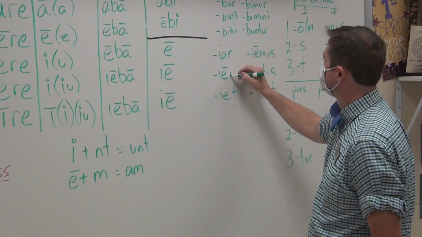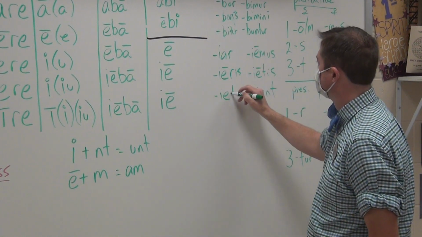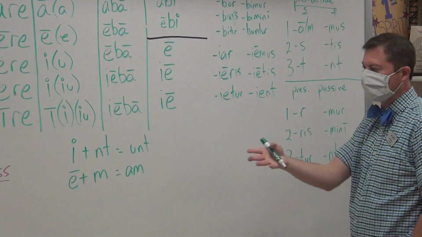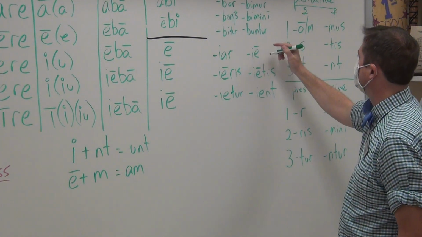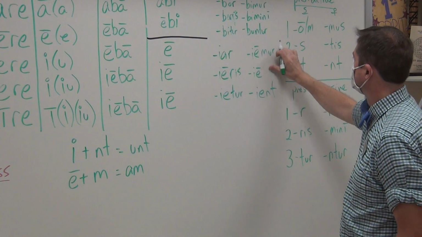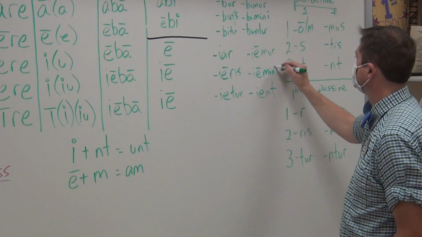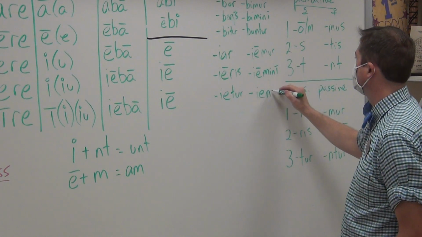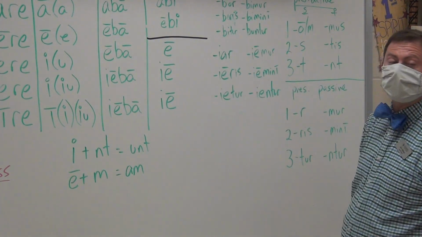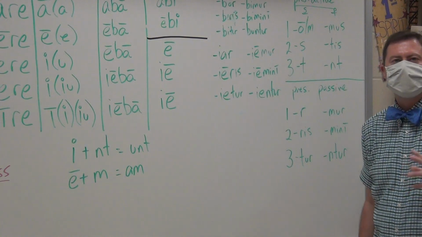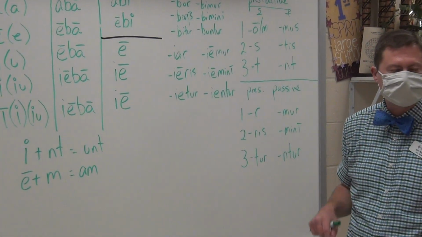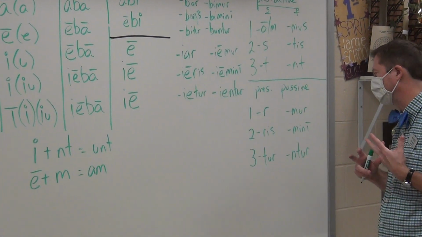Audiar, audieris, audietur. I'm using as an example the verb audio. But eamur, eamini, and eantur. And that's your second item. M-I-N-I, mini. The y'all subject of passive, as in y'all are acted upon.